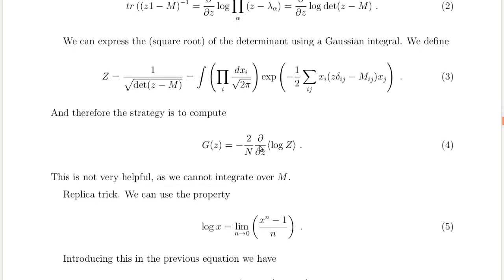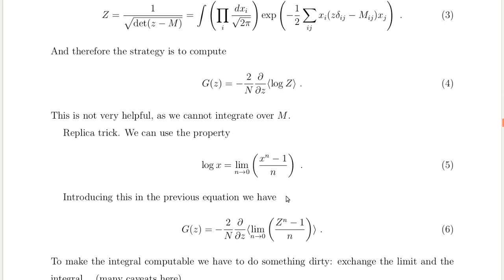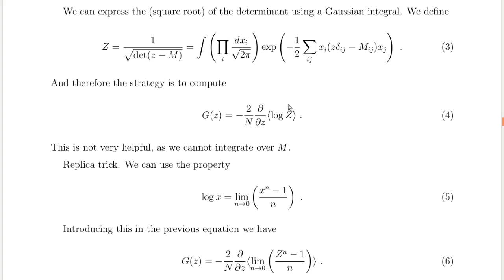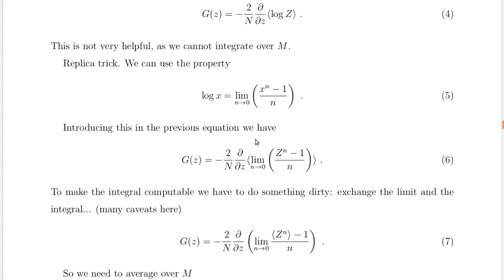And so the replica trick starts from a simple property of the logarithm: in general, we can write the logarithm as a limit for n going to 0 of this quantity here. So we can rewrite equation 4 exploiting this quantity and saying that the average of the log of Z is just the average of the limit n going to 0 of this quantity here.